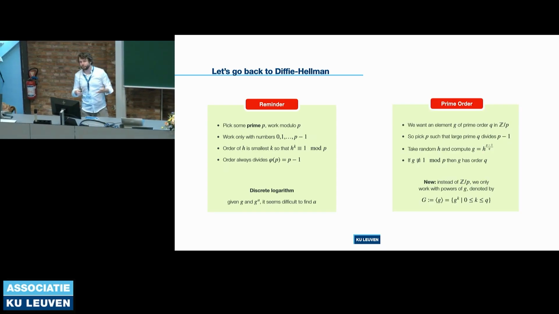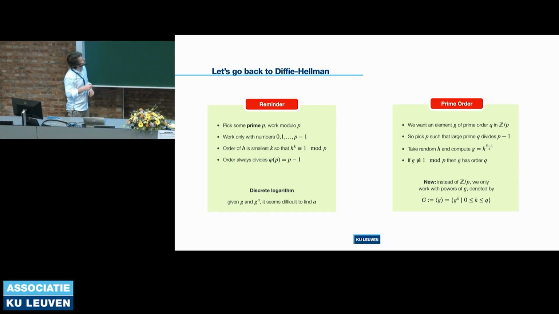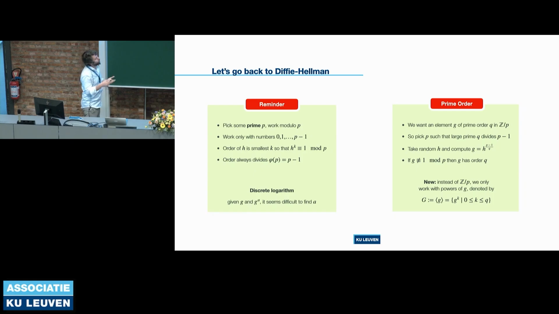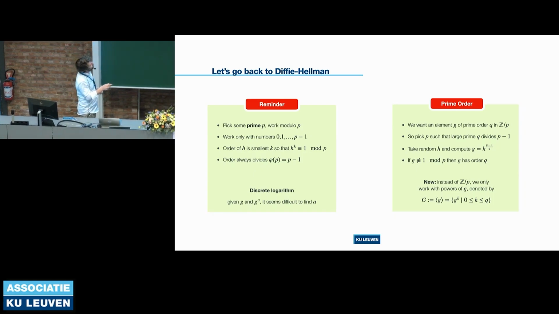We need a bit more material here because it's a bit tricky. So we had elements and we know what the order of an element was, but now we want an element of G, so that modulo P, the order is a large prime. So Q is a new prime, which is the order of G.